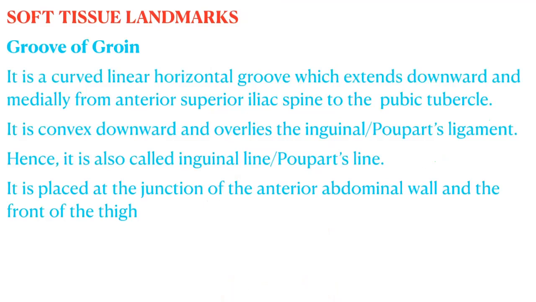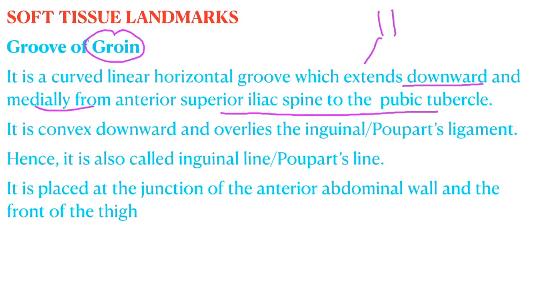Coming to the soft tissue landmarks. The first one in the soft tissue landmarks is the groin. It is a curved linear horizontal groove which extends downwards and medially from the anterior superior iliac spine to the pubic tubercle. So the groin is the connection between the abdomen and the lower limb, the thigh, right? This is the groin.